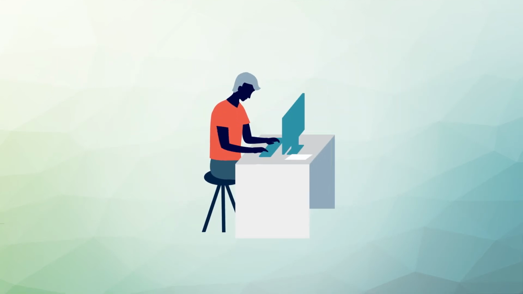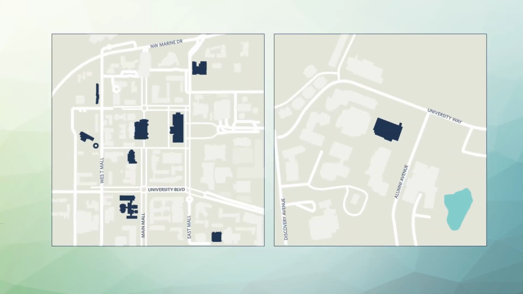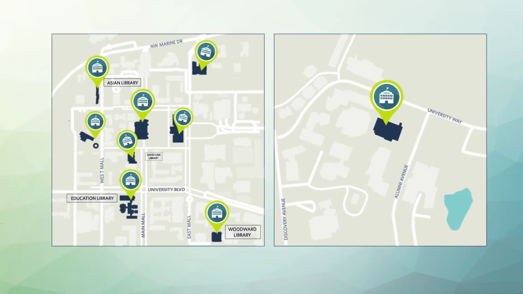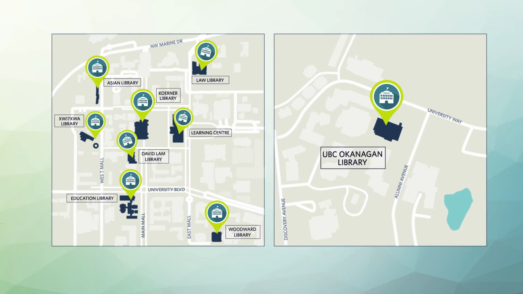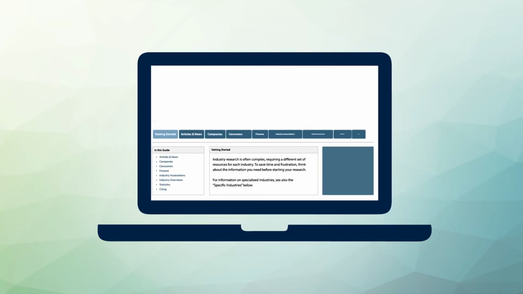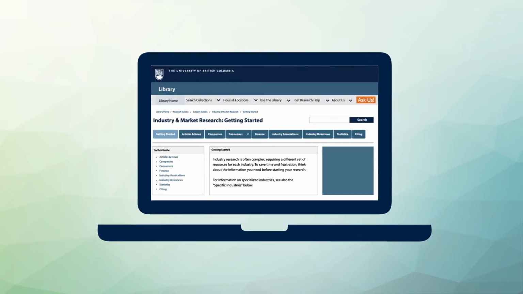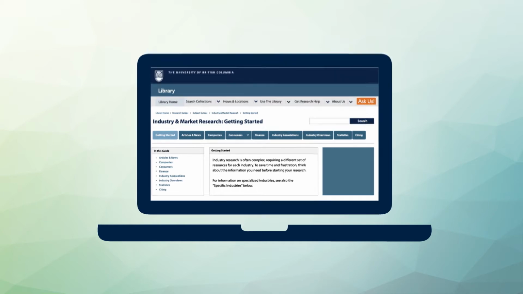Before conducting industry research, it's important to identify the resources to which you have access. For example, UBC alumni and members of the public can access some of the UBC Library's licensed and commercial databases on site, while UBC students, staff, and faculty can access all resources, most of them remotely.